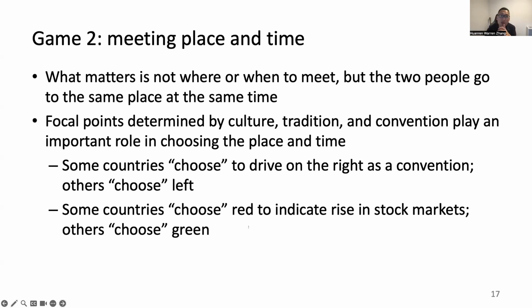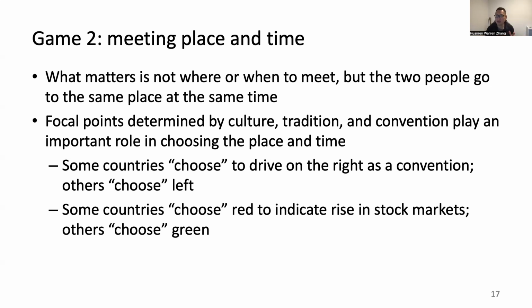And some countries choose to use the color red to indicate the rising stock market, right? So in East Asian countries like China and Japan, when the stock market price rises, you use red to indicate that. But in other countries, in Denmark, in the United States, in most of the European countries, they choose green to indicate a rising stock price, right? There's no right or wrong in those choices. It's just determined by the convention.